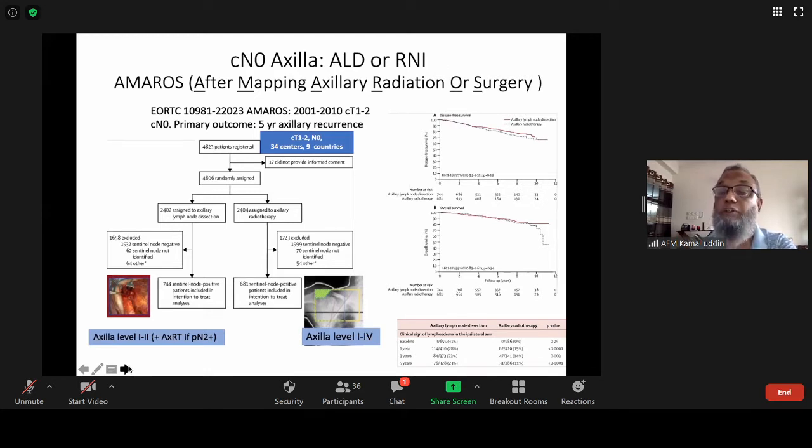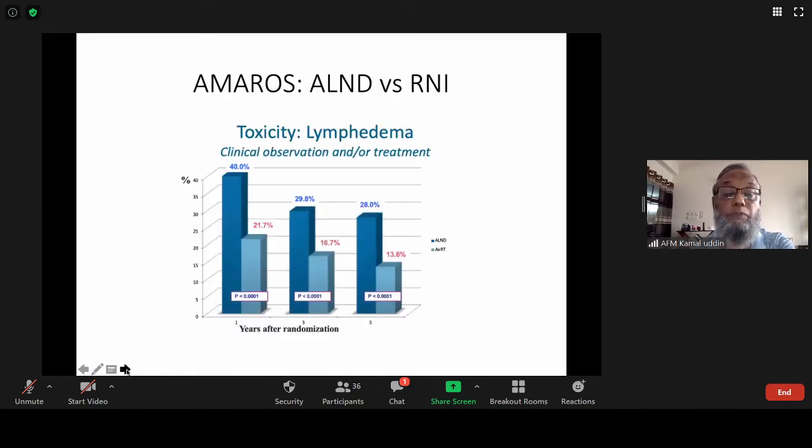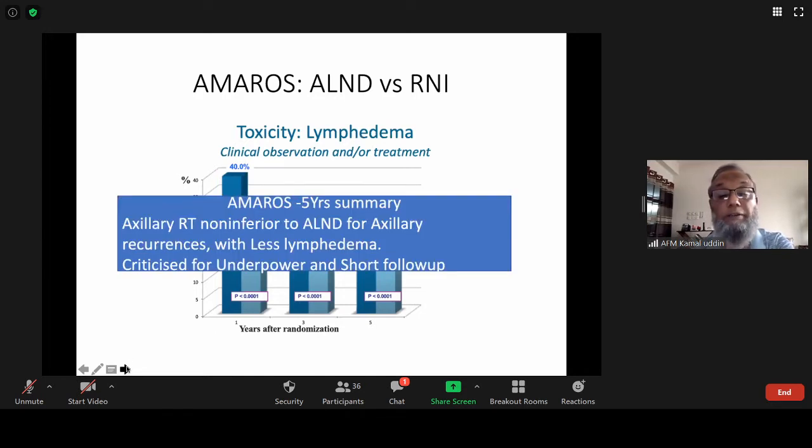So this study showed there was an advantage in survival. Sorry, there was no difference in the outcome in both groups at 5 years' time. And the 5 years data was criticized because it was underpowered to come to a conclusion. But in the 5 years data, they showed that lymphedema was fairly high in the axillary lymph node dissection group compared to the radiotherapy group in the first year, third year, and fifth year. And every time the p-value was significant.